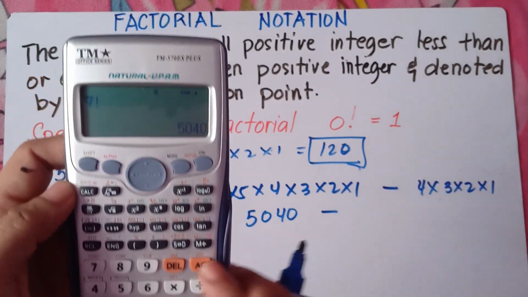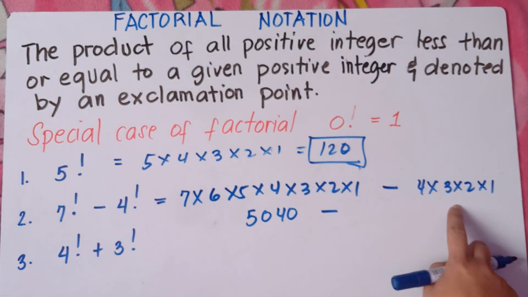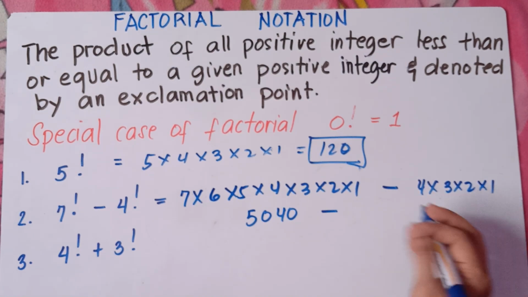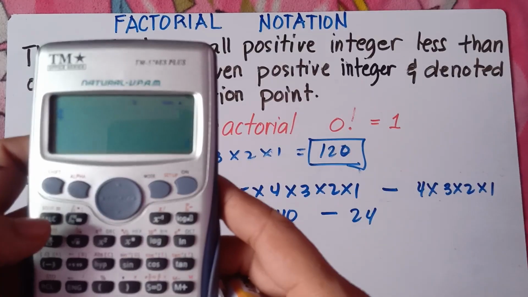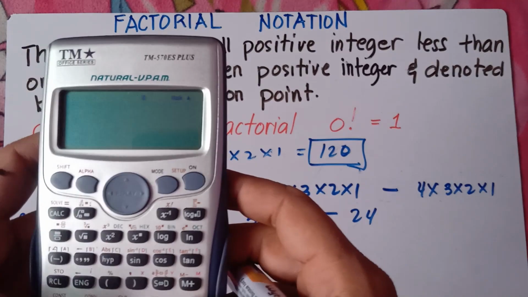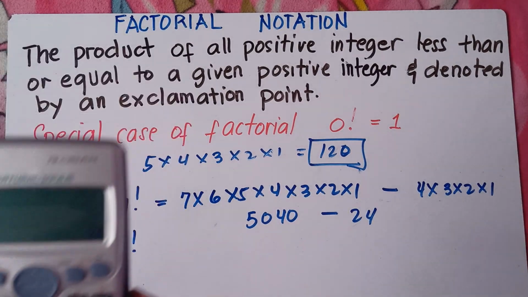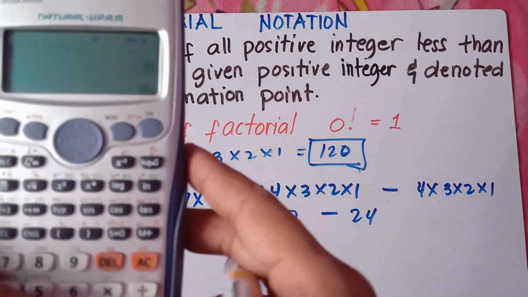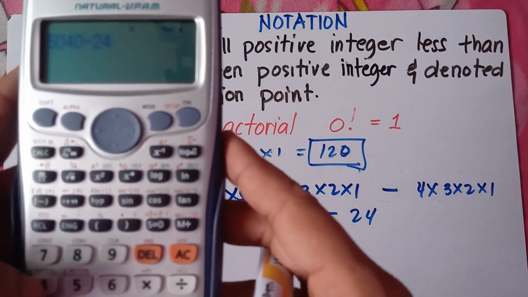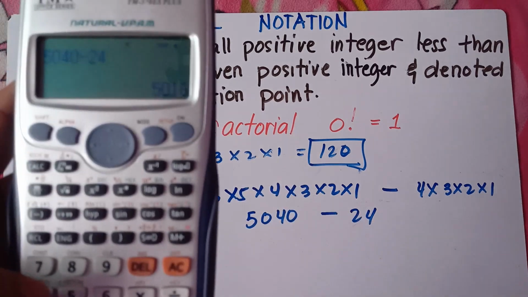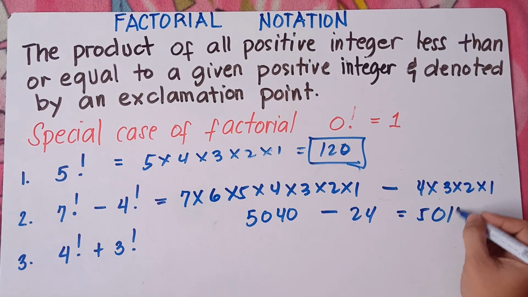So this is 5040 minus 4 factorial, class. We can actually multiply this one. 4 times 3 is 12, times 2 is 24, times 1 is 24. Let me check that. 4 factorial is 24, and we subtract it from 5040. So 5040 minus 24 is 5016. So our answer is 5016.